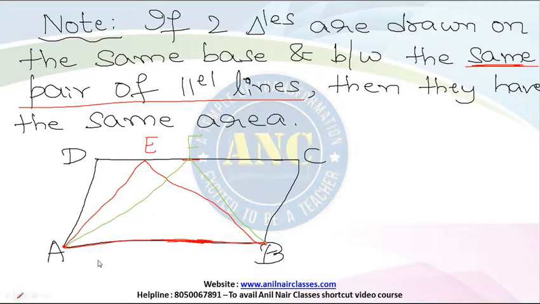That means the red color and green color triangles have the same area. If I take one more triangle, suppose AGB, also drawn on the same base AB and between the same pair of parallel lines AB and CD, that means all three red, green and blue color triangles have the same area.